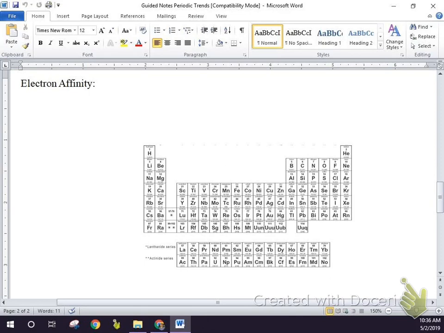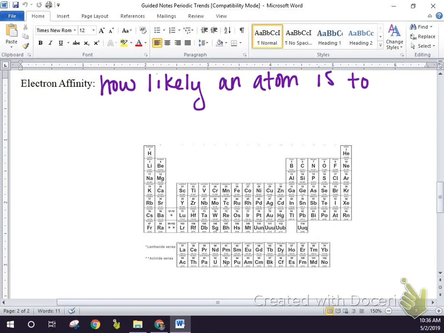Electron affinity is essentially, there's a fancier definition for this, but essentially it's how likely an atom is to accept an electron. The real fancy definition for electron affinity is the energy change that occurs when a neutral atom obtains an electron. The energy change that happens when an atom takes on an electron. But the way to say it that makes the most sense, I feel like, is how likely an atom is to accept an electron.